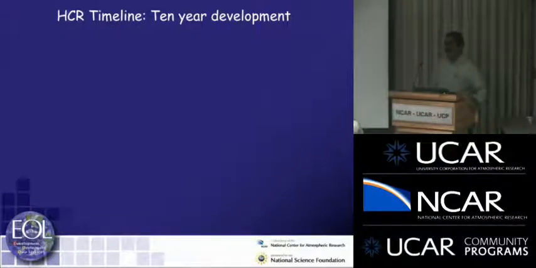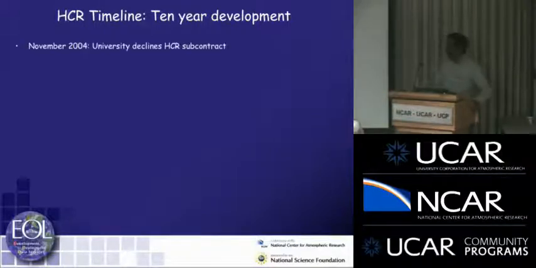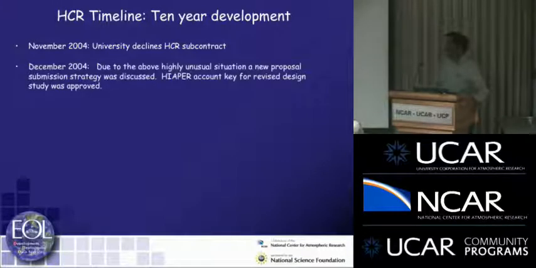Okay, this is a brief description about the timeline. This radar took close to about 10 years to build, and there's a reason why it took that long. The contract was given to a university to build this radar to begin with, but they declined it. Then we had to start from scratch, because NSF can't just give us a contract to build this radar system. We had to go back to square one.